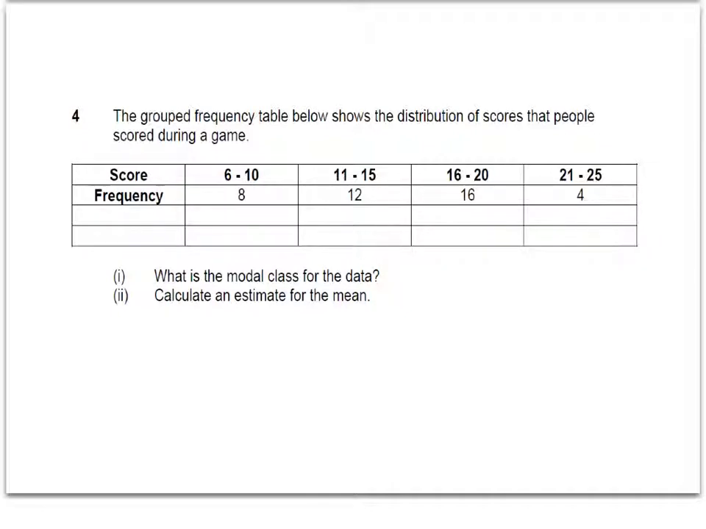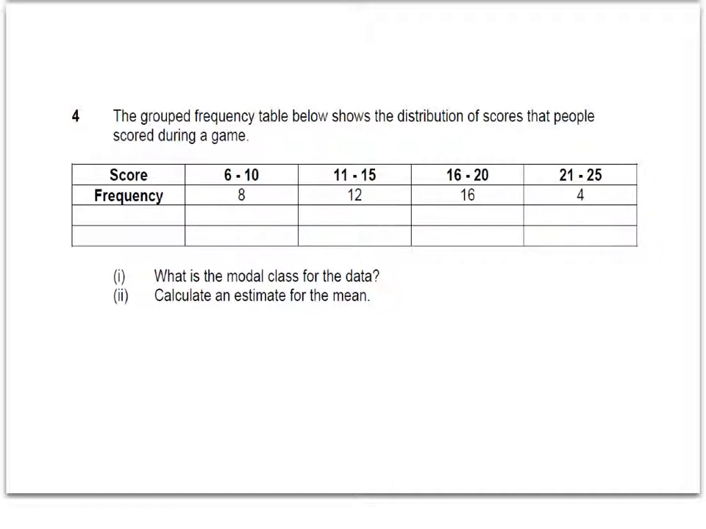This question is slightly different. This is mean from a frequency table where the data has been grouped together. So we've got little groups here. And notice that this time, this question says calculate an estimate for the mean, because it's not possible just to calculate the mean, because you don't know whereabouts in each group the scores actually are. Some people might have got 7, some an 8, some a 9.